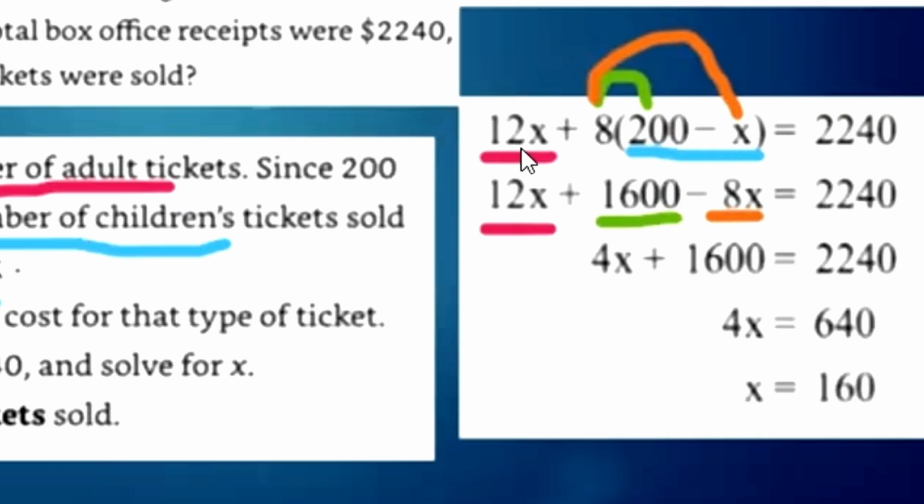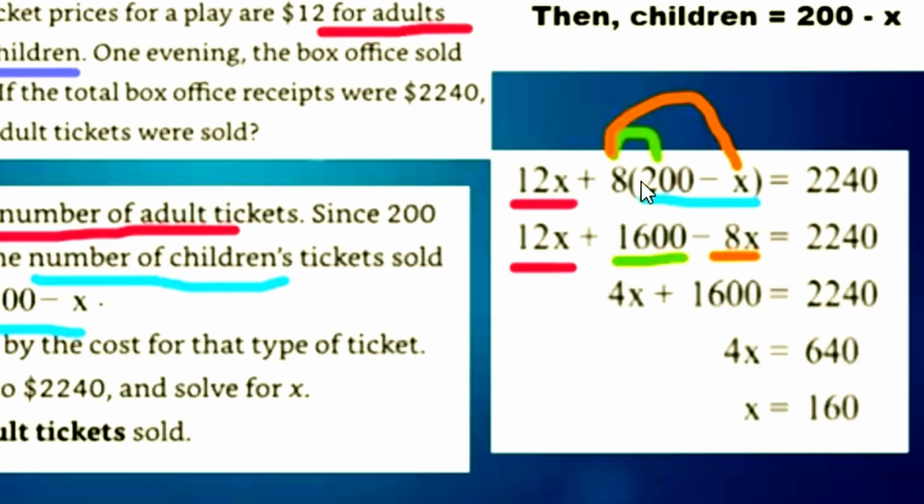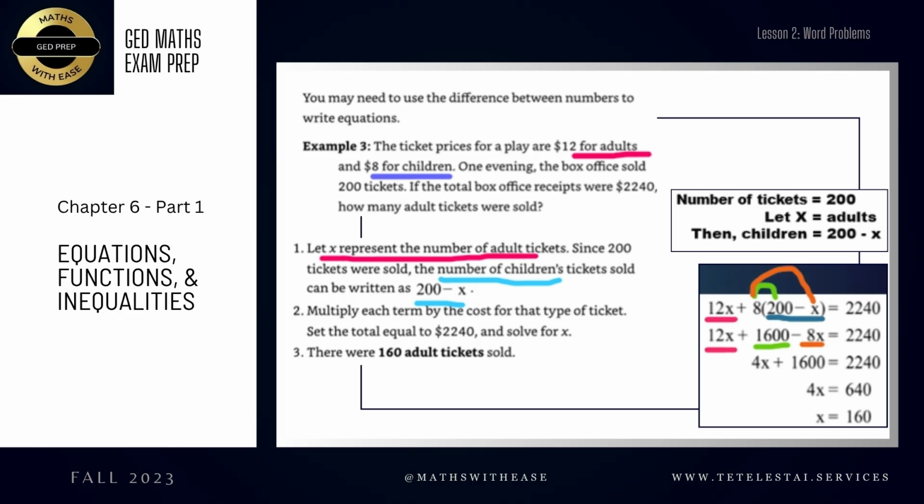So we have 12x to help us find the money from tickets sold to adults, plus 8 times 200 minus x, which helps us identify the kids' tickets. And we know that that total sum should equal $2,240, which is representative of the box office receipts for that evening. Okay, so then we just simply solve our equation, and we're going to distribute 8 across the parentheses. 8 times 200 is 1,600. Positive 8 times a negative x is negative 8x. Then we regroup our like terms: 12x minus 8x leaves us with 4x plus 1,600.